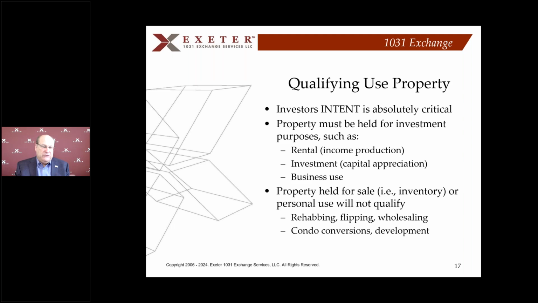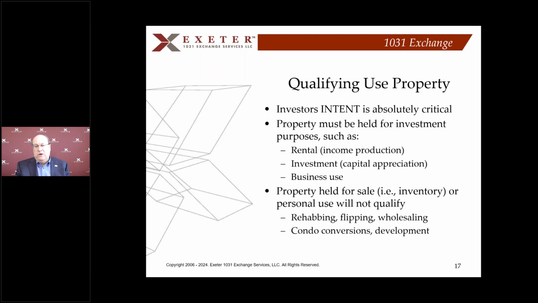That's where it gets interesting. This is where there's a lot of confusion. So again, it boils down to your intent. If you are in the business of buying property and doing something to the property and then selling it right after you finish that, you're holding for sale, you're not holding for investment. So examples: builders, developers, and contractors, they'll typically buy the property, build it out or rehab it, and then sell it. So they're holding for sale, they're not holding for investment. They don't qualify for 1031 exchange treatment.